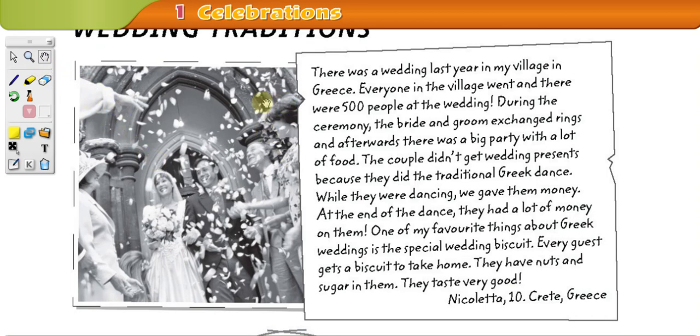Okay, so as we read in the paragraph, people in Greece used to come to the wedding, around 500 people, and from my point of view it's a very big number of people. And the bride and groom used to exchange rings. That's very usual. And in the party, they have a special dance. I think we talked about it before. It's called the dollar dance. People used to give them money during the dance. That's why they didn't receive any presents. There's a special kind of food they used to serve at the end of the wedding. It's called Greek biscuit. It's covered with nuts and sugar. Nicola liked it very much.